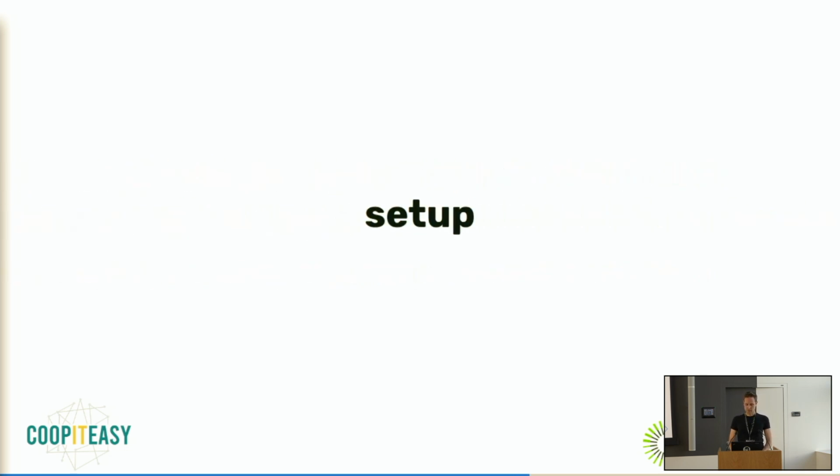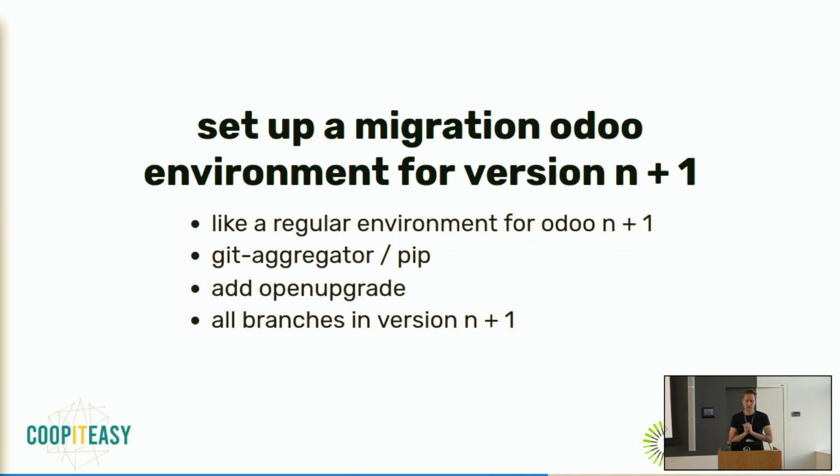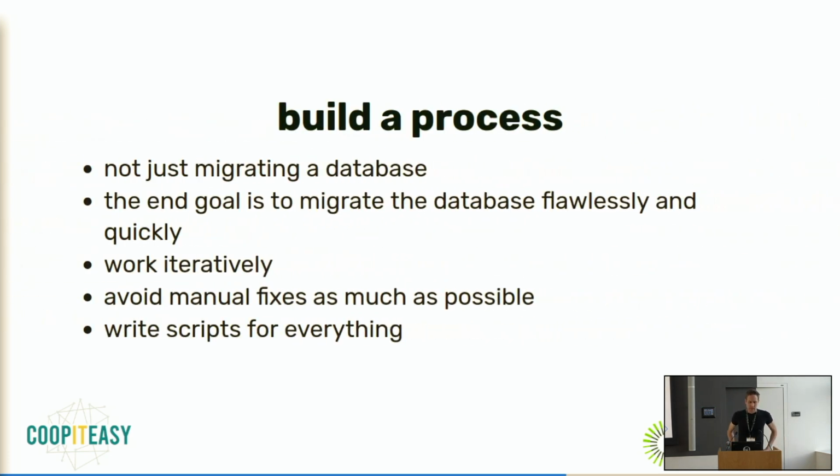Okay, now the setup part. What do you need to do? First, you need to set up an Odoo environment for the migration for each version, starting with version n+1. It's like a regular environment for Odoo, so you can set it up with git-aggregator or pip. If you want to use pip, maybe you can stay for the next talk by Stefan Bidul, who has a lot of experience with this. Then, of course, you need to add OpenUpgrade, because in a normal Odoo environment maybe you don't need it, but here you will. And all the branches should be in version n+1, so also for Odoo and OpenUpgrade.